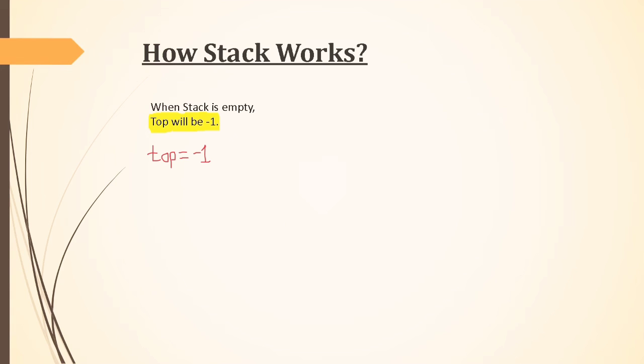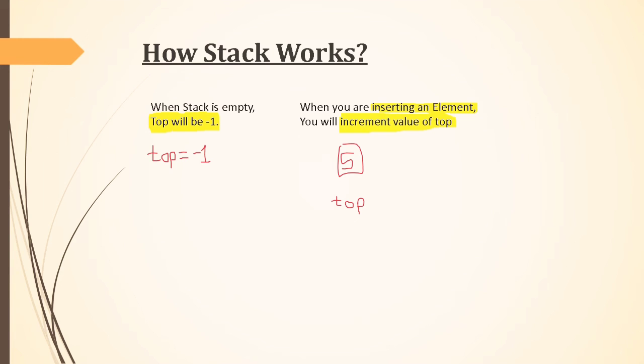Assume that our stack is empty. So when the stack is empty, the top value will be -1. When you are inserting an element, you increment the value of top. Say you want to add an item to the stack now. What are you going to do? You are going to increment the value of top. What was the previous value of top? It is -1. If you add 1, it will be 0. So if you want to add 5, at top position 0 you add 5.